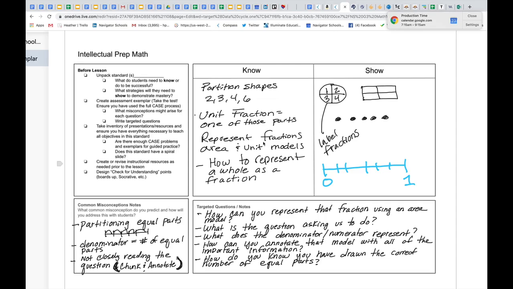The first one I put is, how can you represent that fraction using an area model? And really what this is just indicating to the student is, like, show me your thinking using a representational model.